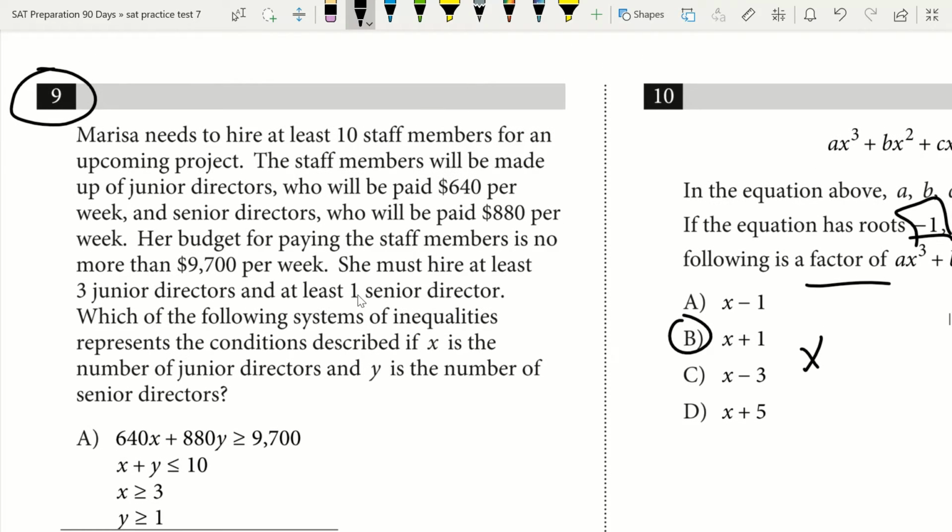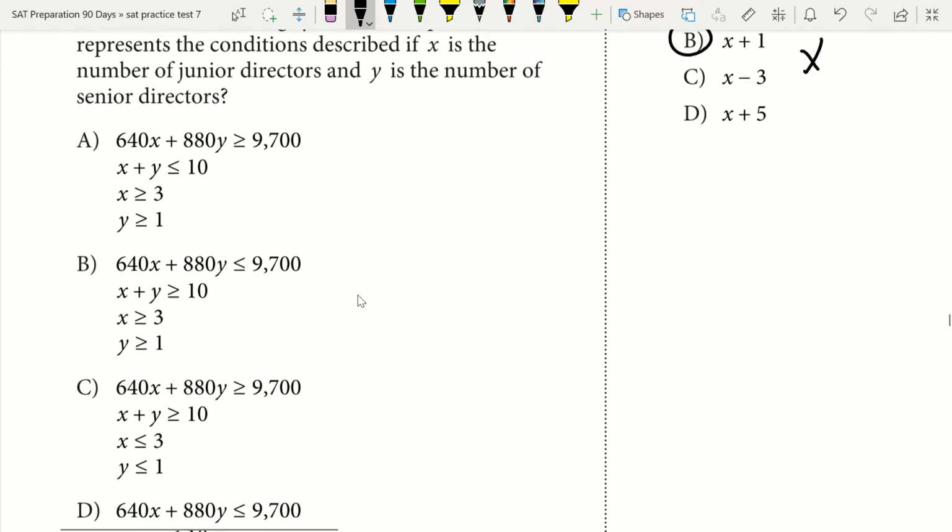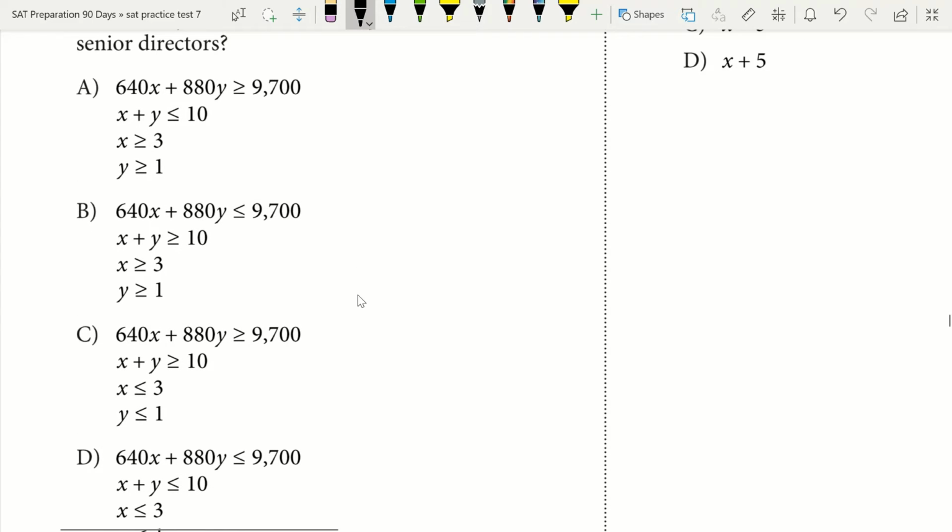So we have: Marissa needs to hire at least 10 staff members for an upcoming project. The thing that jumps out to me right away is it says at least 10. So if I go down here and look at my choices with 10, I know I need to have at least 10. I see in A that it has less than 10, so that immediately suggests that A is wrong. Then I look at B, I see it has greater than 10. I look at C, it has greater than 10.